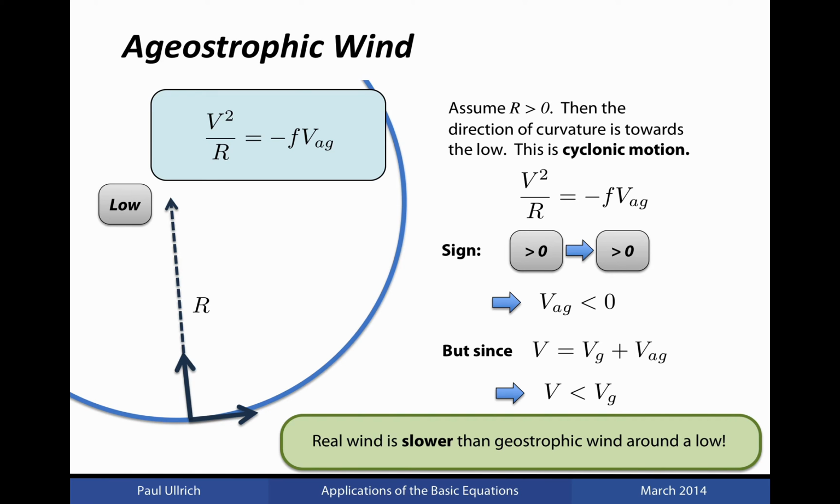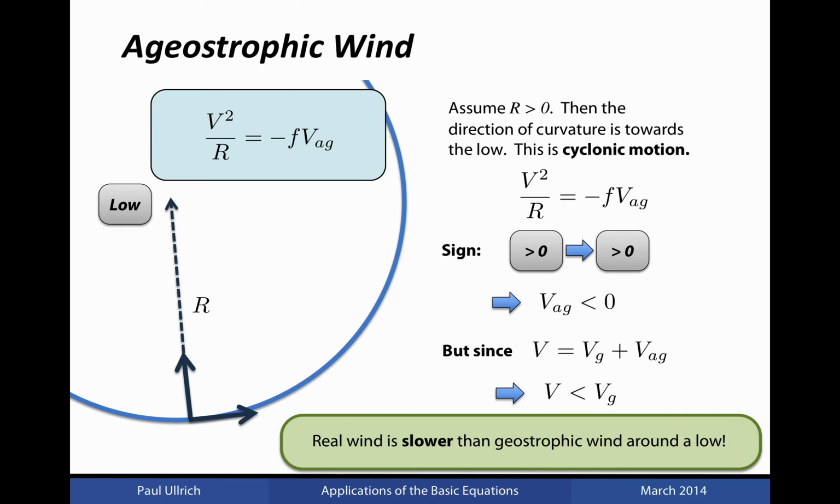That then must imply that on the right-hand side of this expression, we also have a positive sign. Since f is positive in the northern hemisphere, and we have an additional negative sign on the right-hand side here, this implies that the ageostrophic wind speed must be less than 0 or negative. However, since the total wind speed is equal to the geostrophic wind speed plus the ageostrophic wind speed, that must imply that the real wind must be smaller than the geostrophic wind speed. Consequently, the real wind is slower than the geostrophic wind when you are dealing with motion around a low-pressure region.